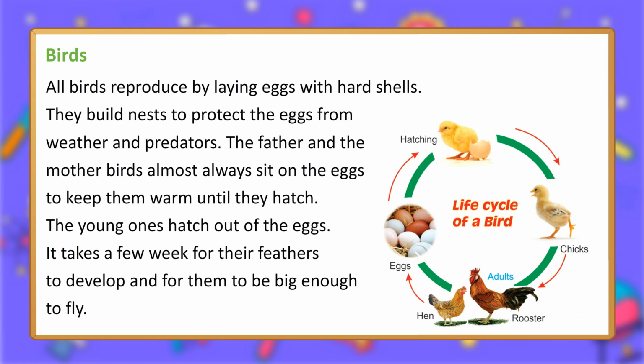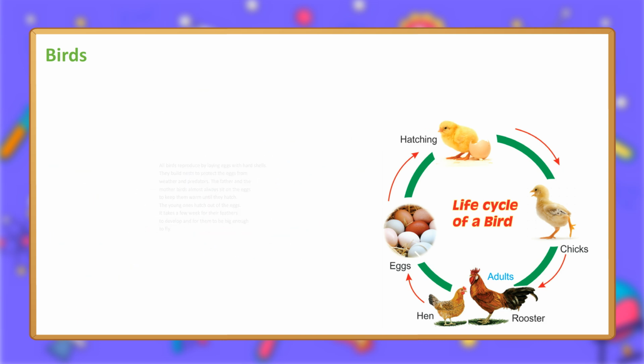Birds. All birds reproduce by laying eggs with hard shells. They build nests to protect the eggs from weather and predators. The father and the mother birds almost always sit on the eggs to keep them warm until they hatch. The young ones hatch out of the eggs. It takes a few weeks for their feathers to develop and for them to be big enough to fly.